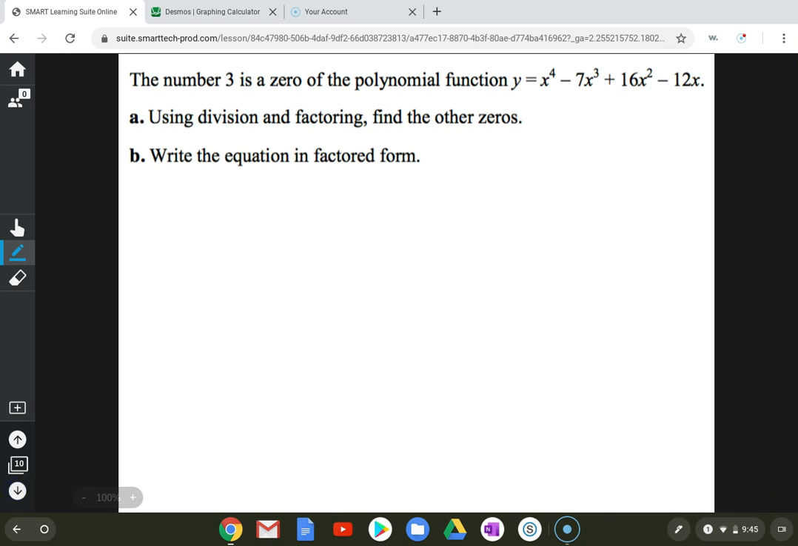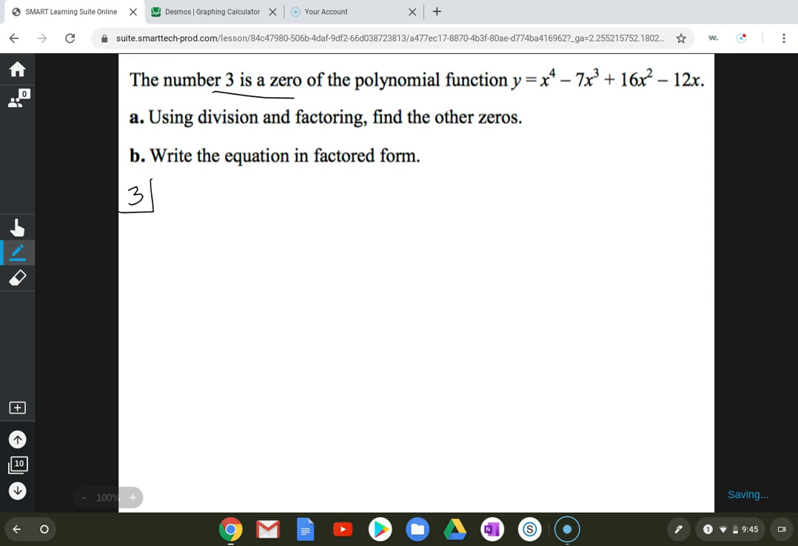Okay, next one. We only have a couple examples left, guys. Just stick with me. The number 3 is a 0 of the polynomial function. Using division and factoring, find the other zeros. So if we're given that 3 is a 0, I'm going to start right away and just divide out that 3.